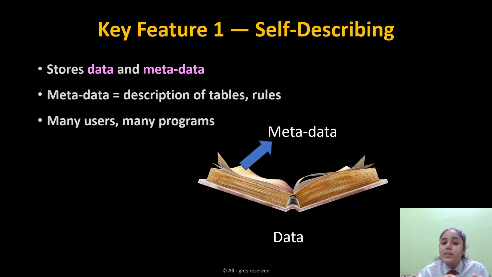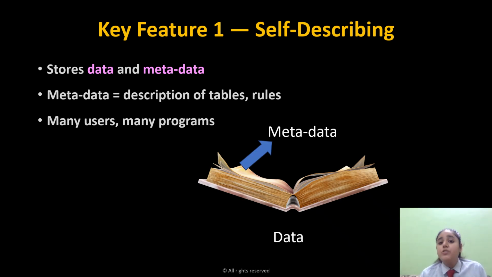Which type of data is stored in the table? Int type of data, varchar type of data. What are the rules applied on the table? What are the integrity constraints applied on the table? All this information along with the data, the database approach provides all these things. So this is the first feature of the database approach.